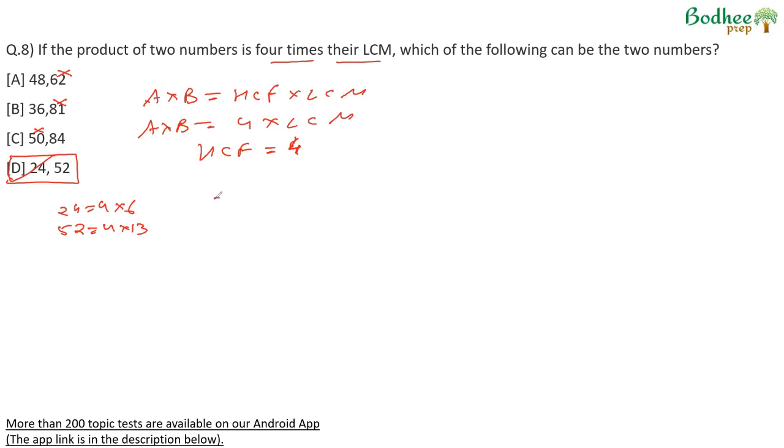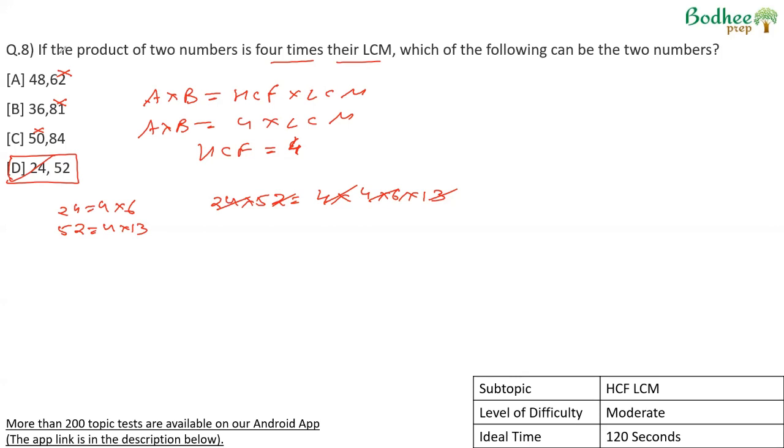The product of the two numbers, that is 24 into 52, is equal to 4 times their LCM. What will be the LCM of these numbers? 4 into 6 into 13. As you can see, 24, 52, this is true. Hence option D becomes the answer. Easy question. The only thing is you have to spot the fact that 4 is the HCF. From there, you're just looking at options. But if it takes a bit of time to even spot that out, even then 2 minutes are sufficient to answer this question.